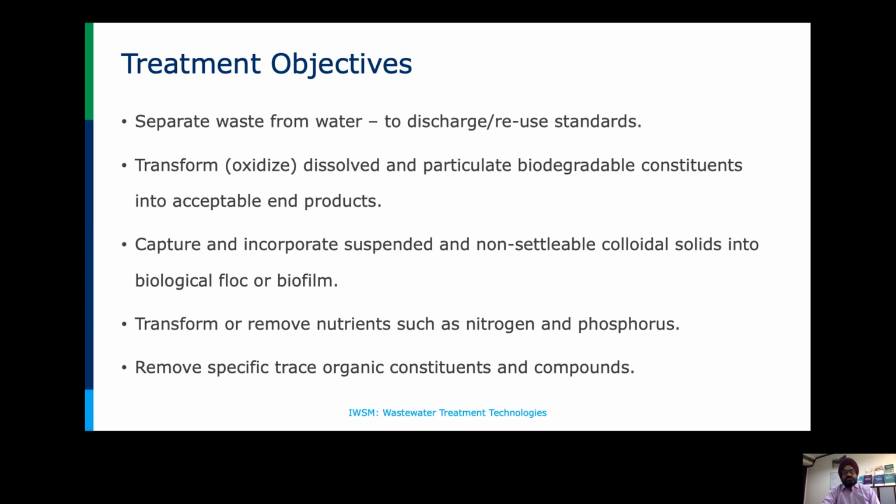Then comes this issue of suspended and non-settleable colloidal solids. So these, of course, are something which is a part of your solid waste and water separation. And this can be treated in different formats, which we will see. And of course, you want to remove specific trace organic constituents and elements. That again depends upon your objective for treatment.